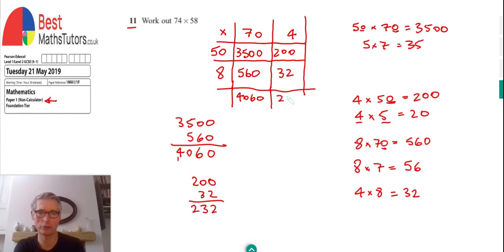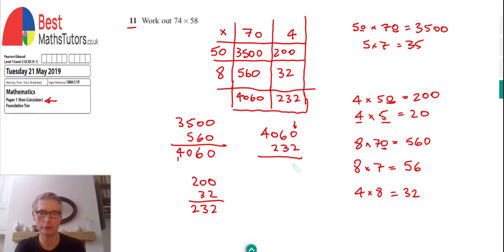So that's 232. And then finally, we just need to add these 2 numbers together, the 4,060 and the 232. The important thing when you do these is making sure you're very neat and you're doing it in columns. So we've got the units column here, we've got the tens column, we've got the hundreds column, and the thousands column, and they're all nicely in line so we don't get mixed up.